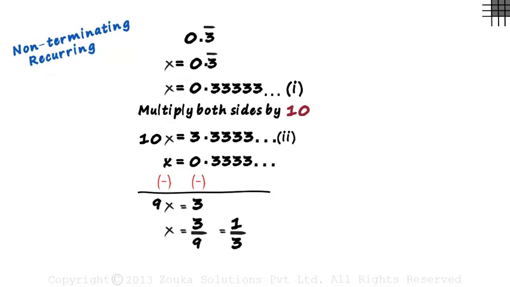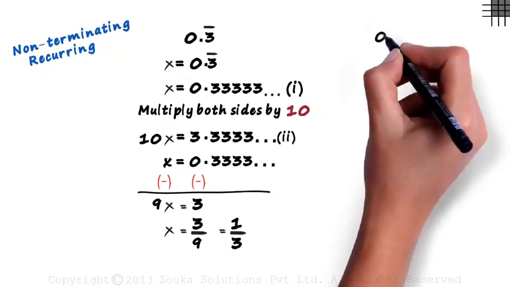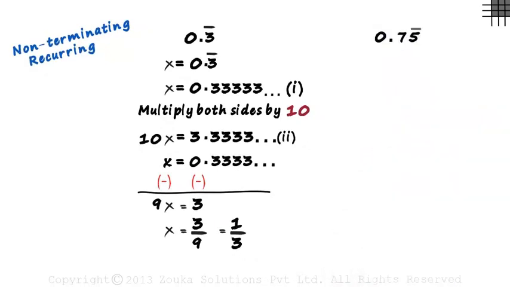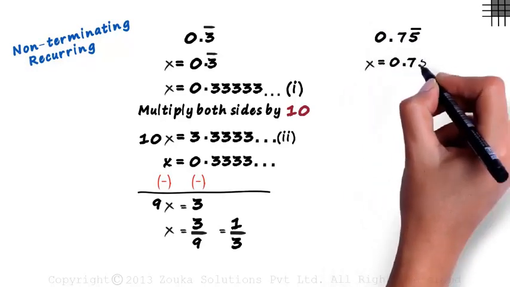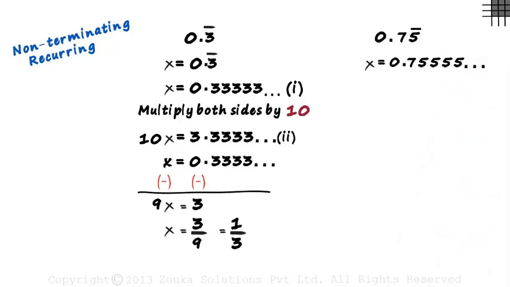But what if we had a mixed recurring decimal like 0.75 with a bar over 5? Here x would equal 0.75555 and so on. The digit 7 is not repeated. Let this be our first equation. To convert this into p by q form, we have to eliminate 5555, which is the recurring part.